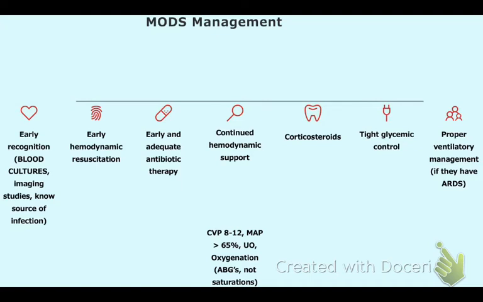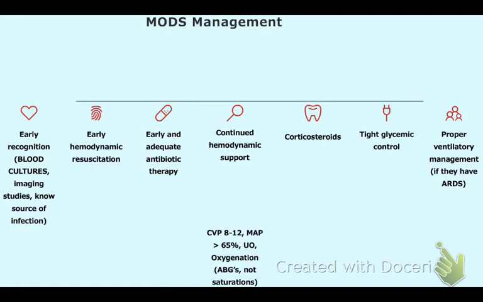So, what are some clinical manifestations? Well, first let's talk about early recognition. We have to recognize, okay, our lungs are changing, our creatinine's creeping up, what's going on here? We need to get those blood cultures. We need imaging studies immediately. If it's a spinal cord injury, we need to get some imaging. We need to know the source of the infection. If it's an MI, we need to get them to the cath lab.